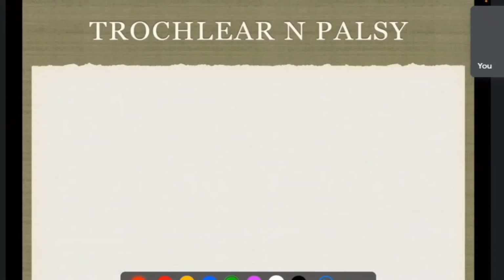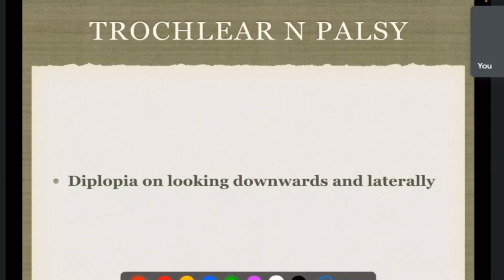Now we look at the trochlear nerve palsy. Which muscle is paralyzed in trochlear nerve? Superior oblique muscle. So what will be the symptom? There will be diplopia on looking downwards and laterally. It helps in looking downwards and laterally.